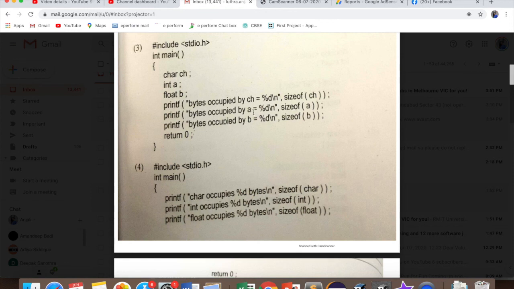So the output would be bytes occupied by ch is equal to 1, bytes occupied by A is equal to 4, bytes occupied by B is equal to 4. That's it. So that would be the solution of question number 3.